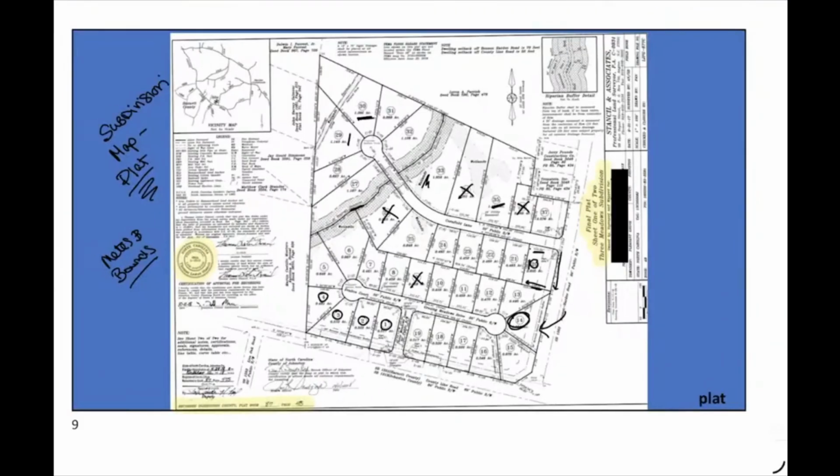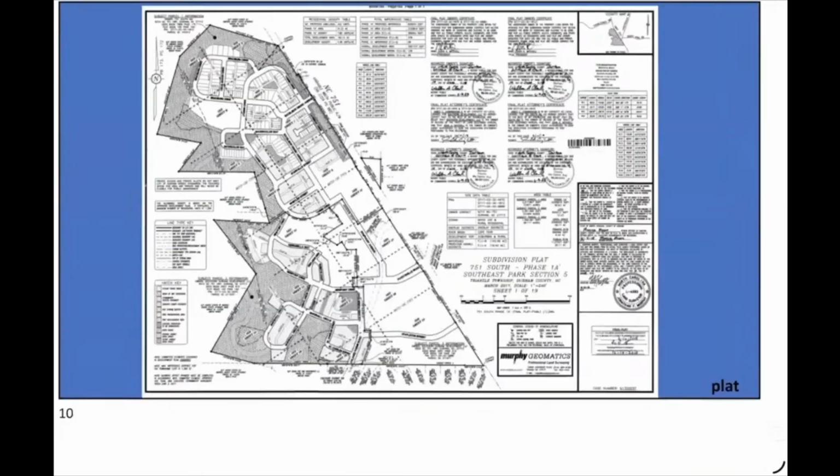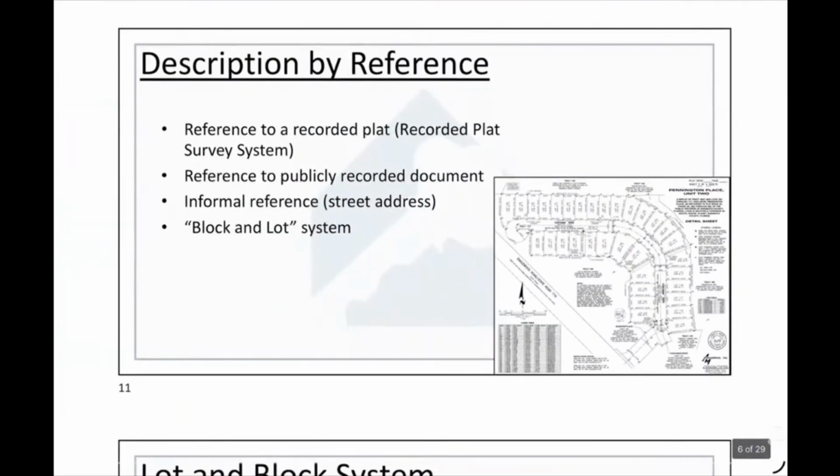Now, because this plat has these different lots and it gets recorded at the Register of Deeds, that's just another plat. You can describe land by referring to a plat that's been recorded. We call this the block and lot system. I mean, it kind of goes hand in hand.